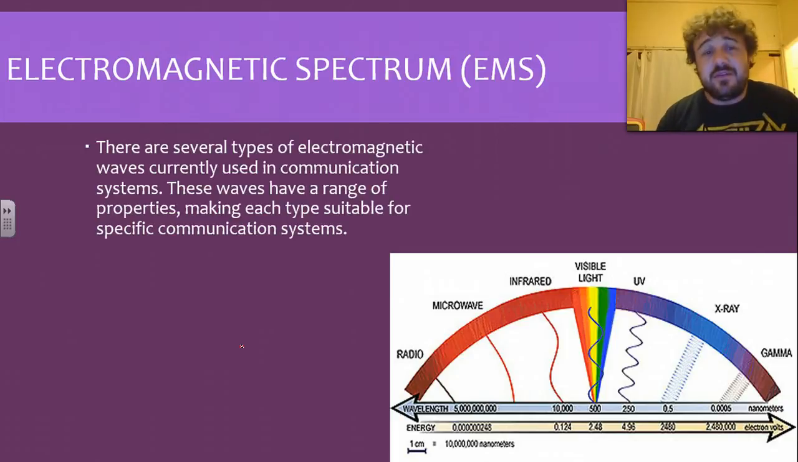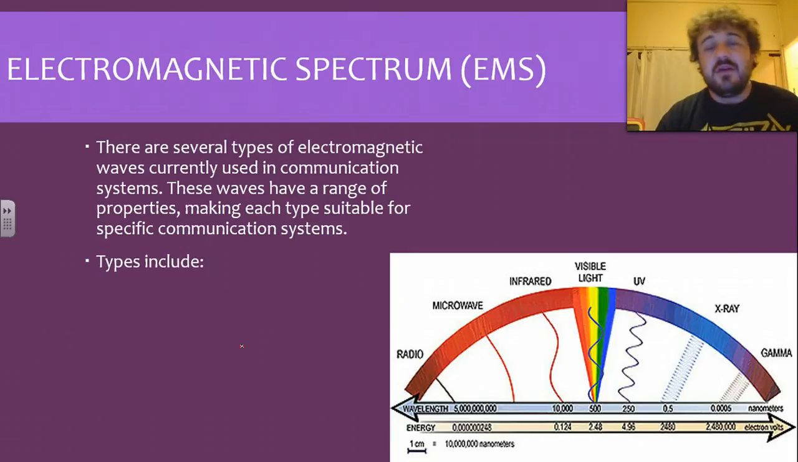Alright, so there are several different types, and they've got a range of properties that make them different. So they're each suitable for different applications within communication systems. Now, just as a quick primer, we would use these for communication systems because at times we're not going to be able to physically link our communication systems.